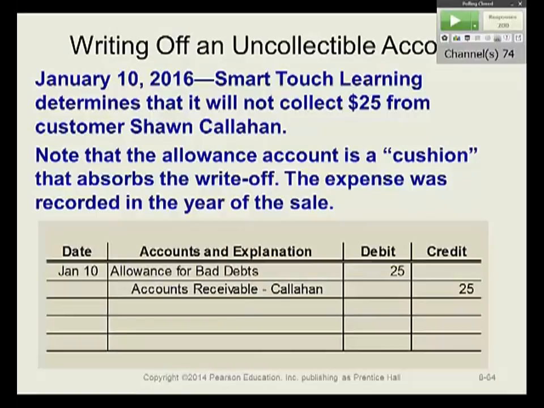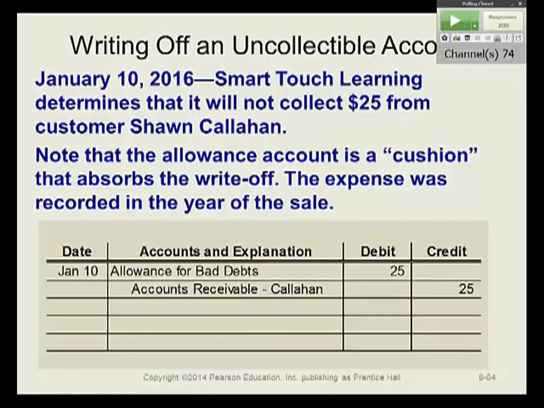Okay, all right, so any questions? We're not going to do anything yet on the estimation techniques, but any questions at all with respect to the allowance account and a write-off of an account? Okay, so the expense is recorded in the year of the sale. The write-off is recorded when it actually occurs. So let me get, yes?